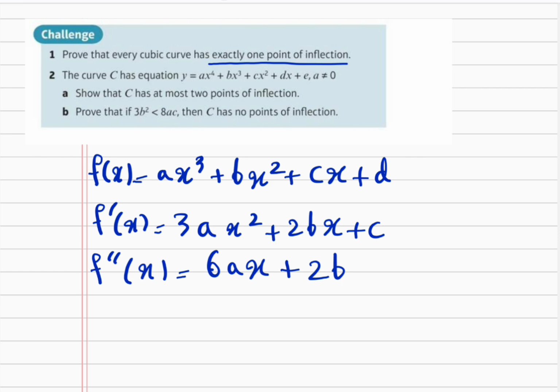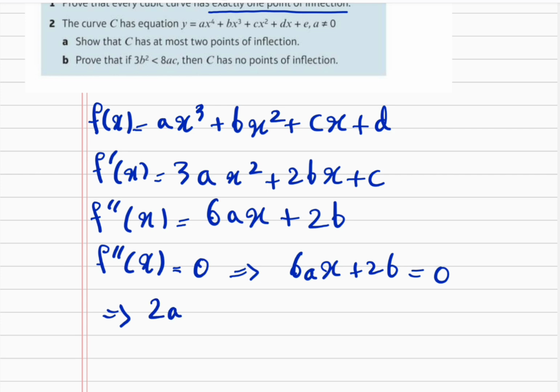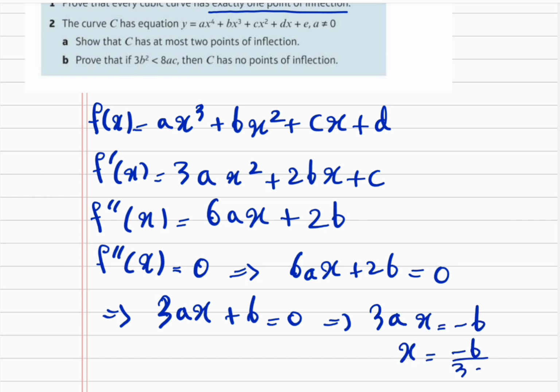In order to find the point of inflection, we need to solve the equation f double dash x is equal to 0, which means 6ax plus 2b is equal to 0. We divide both sides by 2 to get 3ax plus b is equal to 0. Then we rearrange this, so 3ax is equal to minus b, and x is equal to minus b over 3a.